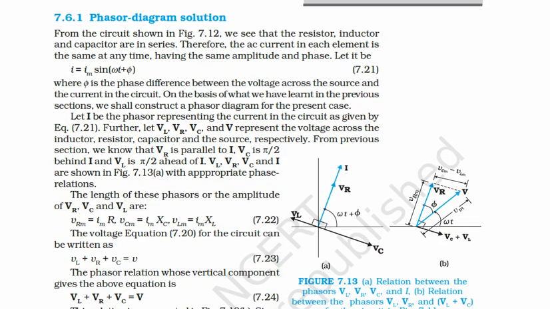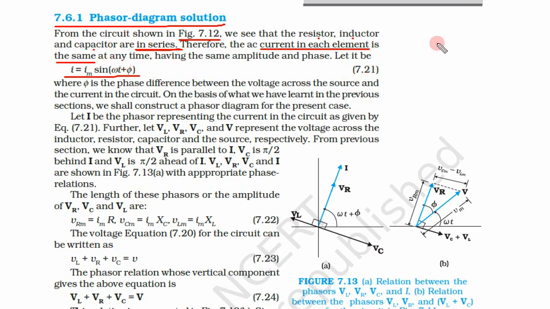Now let us use the first technique, the phasor diagram solution. First we solve it with phasor diagrams, then we will solve it with mathematical methods. From the circuit shown in figure 7.12, which has one L, another C and a third R, we see R, L and capacitor are all in series. Therefore the current in each element is the same. We know current remains the same in AC circuits, having the same amplitude and phase. So let us assume that this current is Im sine omega t plus phi.